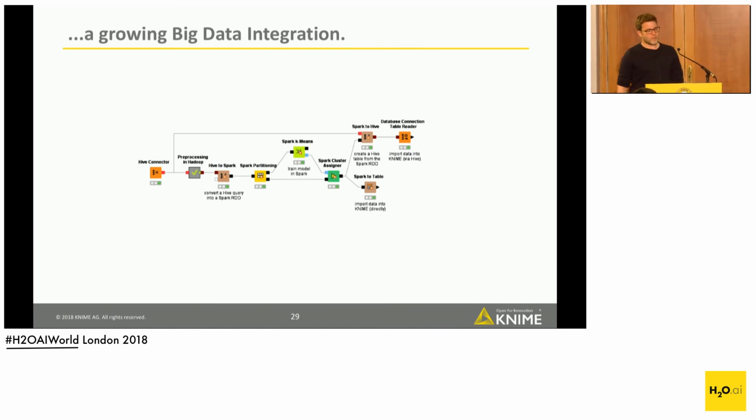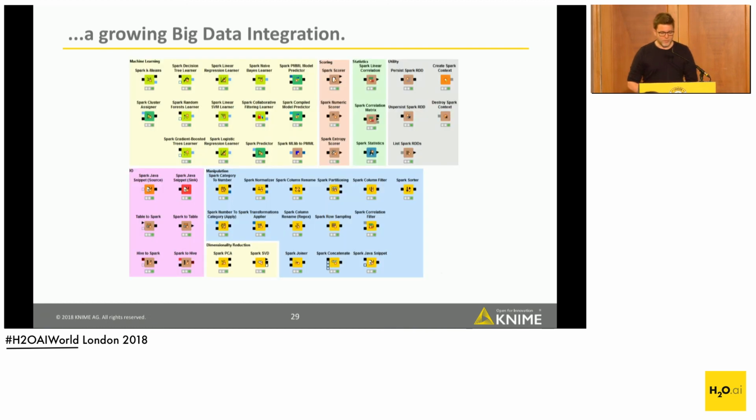And of course, we also have a growing big data integration. By that, I mainly mean an Apache Spark integration, which means you model what should happen on your Spark cluster as a KNIME workflow, and then this is executed on Spark, right? And this can be mixed and matched again with the database integration. We have several nodes for that. We have an integration with Spark ML. We have nodes for scoring, statistics, and a lot of data preparation, cleansing, and manipulation nodes, which allow you to perform arbitrary operations on RDDs using KNIME.